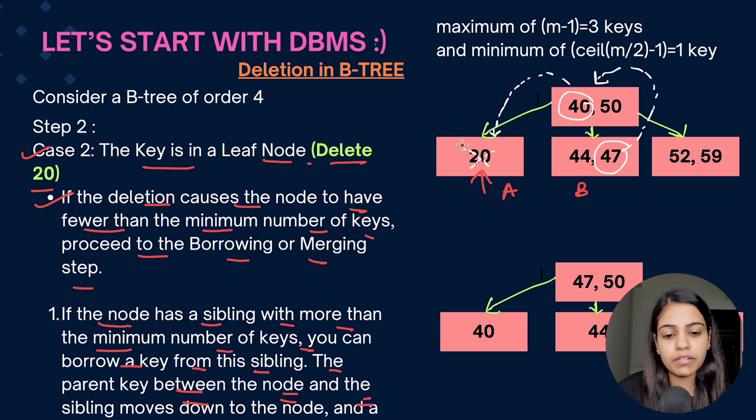So what happens here, we are deleting something which is in the left of the parent node. So we'll be picking the smallest value from the parent node. So here it is 40 and 50. So we'll be picking 40. We will be giving 40 here.